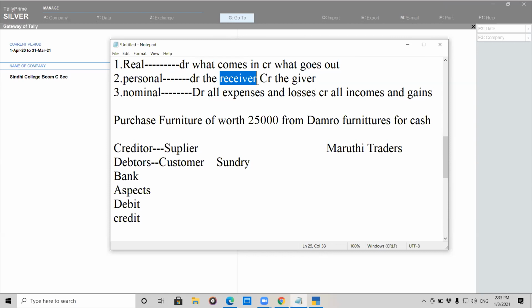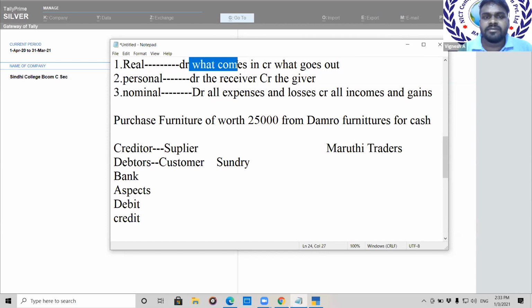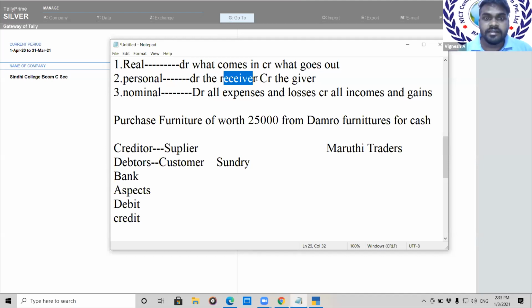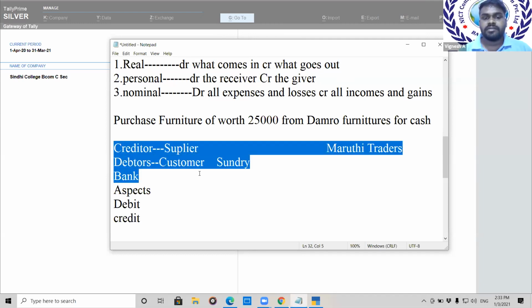Real tells what comes in. For a person, can we say what comes in? No, sir, it's for things. The personal account tells the receiver. For the person only, we take who the receiver is, the customer. So any account that comes with a name, or relates to an organization or a person, is a personal account.